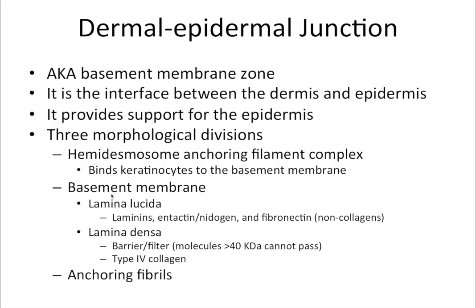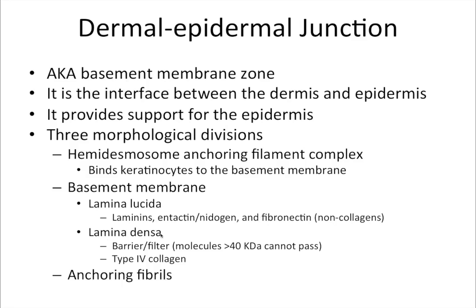And then the basement membrane, again, we have the lamina lucida layer. This essentially contains different types of structural proteins. You can see it gets its name from the laminins. That's an important type of structural protein here. There's also entactin, nidogen, and fibronectin that are also present. And these are all non-collagen type structural proteins.